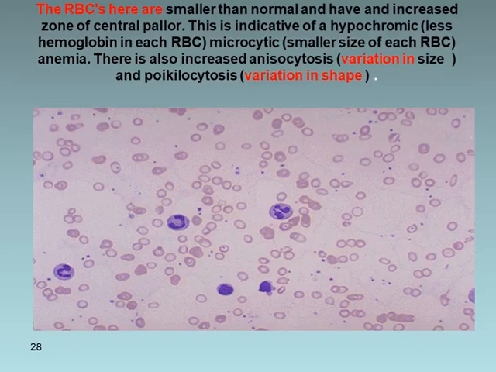Also, there is anisocytosis, which means variation in size, and poikilocytosis, which is variation in shape. And as you can see in this slide, the platelet count is increased. It means there is thrombocytosis. There is also rouleau formation, and there are pencil-shaped red cells.